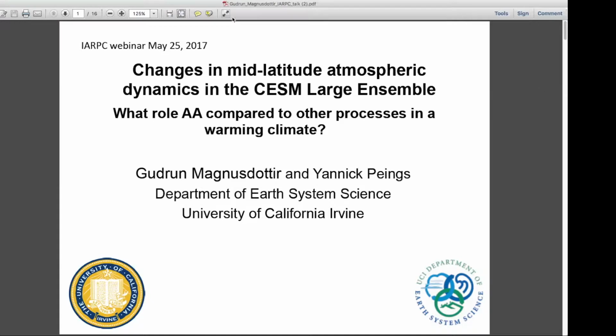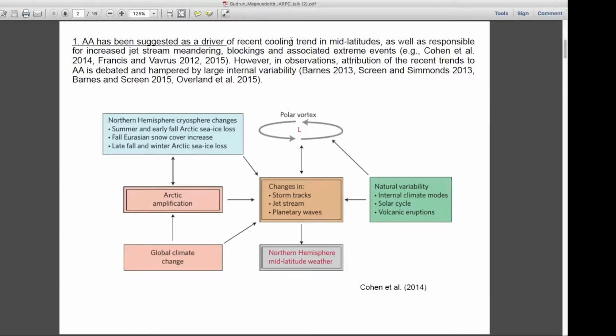Could you change the slide, please? Thank you. So this is the same plot as Eva just showed, from his 2014 paper. It gives the different processes acting in the winter Northern Hemispheric circulation. Indeed, the mid-latitude circulation is complicated.